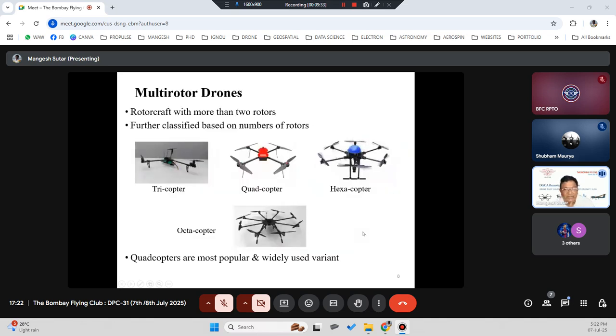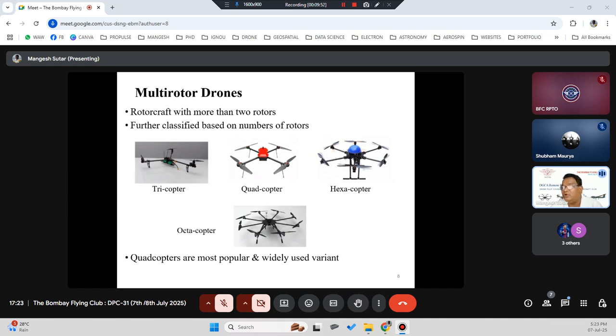Okay, so there are multi-rotor drones. Multi-rotor drones are rotorcraft with more than two motors, and they are called multi-rotors. They are further classified based on the number of rotors. Normally you can see there are even numbers of rotors, and even-numbered rotor drones are stable drones.